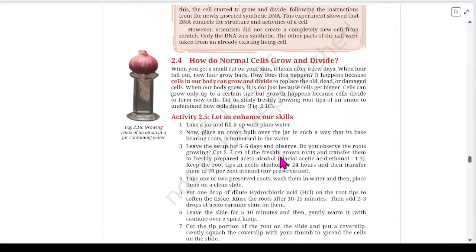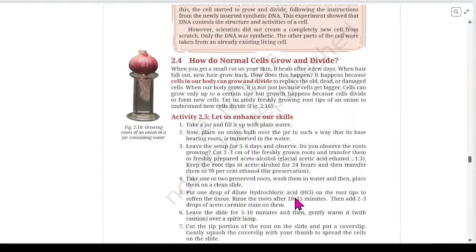Cut 2 to 3 centimeters of the freshly grown root and transfer them to freshly prepared aceto alcohol, which is actually the mixture of glacial acetic acid and ethanol in the ratio 1:3. Keep the root tips in aceto alcohol for about 24 hours and then transfer them to 70% ethanol for preservation. Take 1 or 2 preserved roots, wash them in water and then place them on a clean slide.